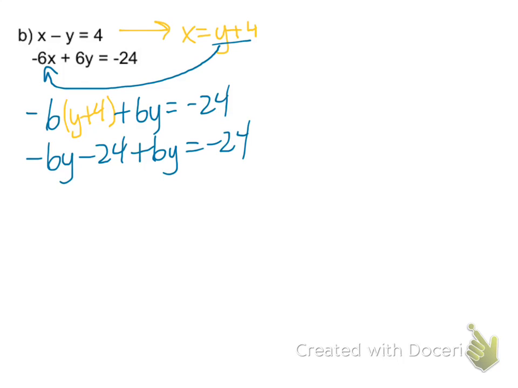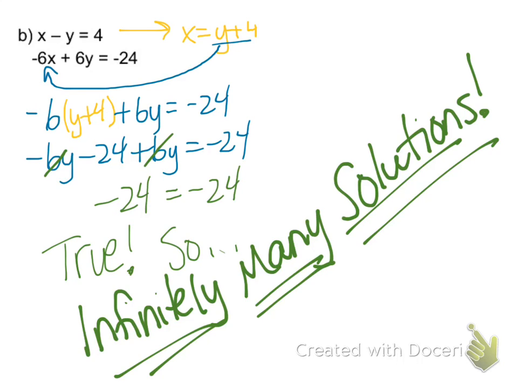When we distribute, we get negative 6y minus 24 plus 6y equals negative 24. So my y's cancel each other out, and I end up with negative 24 equals negative 24. Well, since this is true, that means there are infinitely many solutions. You can't say all real numbers, but you can say infinitely many solutions.